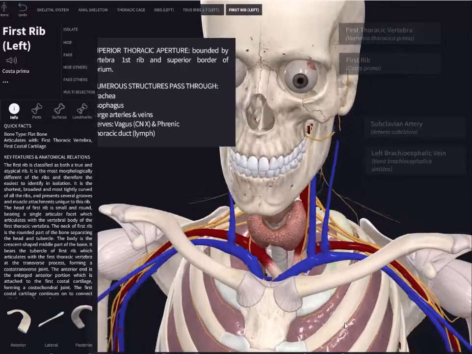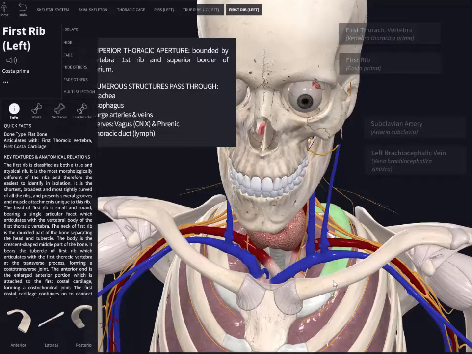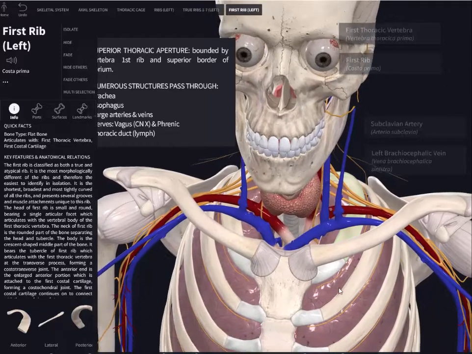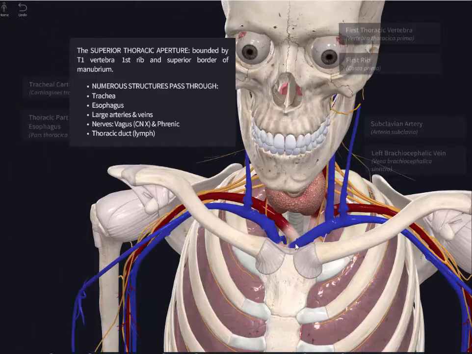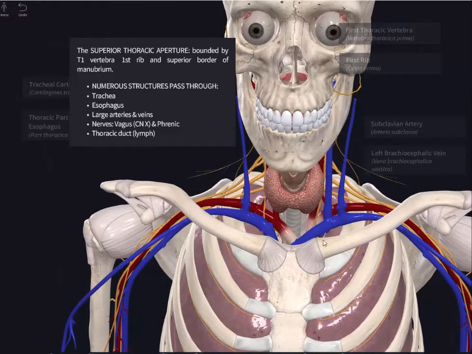Anecdotally, this is actually the reason why you can't palpate the first rib, because it's kind of hidden below the clavicle. So the clavicle is obstructing the palpation ability of the first rib, so to say. And you also have the superior border of the manubrium down here, which is the anterior border of the superior thoracic aperture.